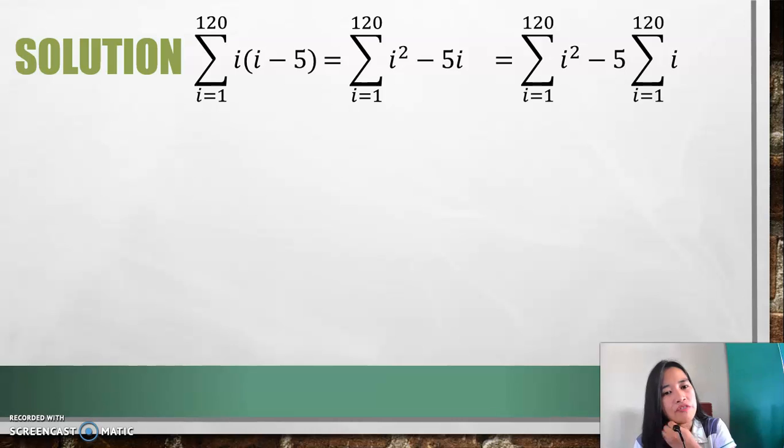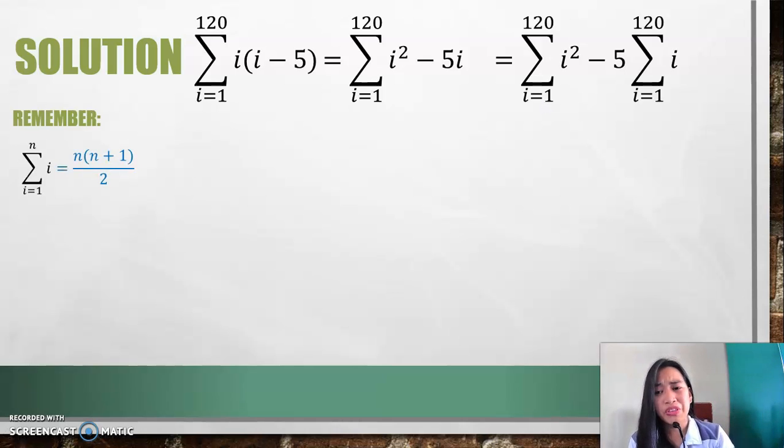So, we have the summation of i squared from i equals 1 to 120 minus 5 times the summation of i from 1 to 120. So, we have here i squared and i. So, magamit na nato karon ang atong gi-derive ganina nga formula. So, kung ingang summation of i, we have the formula n times the quantity of n plus 1 all over 2.